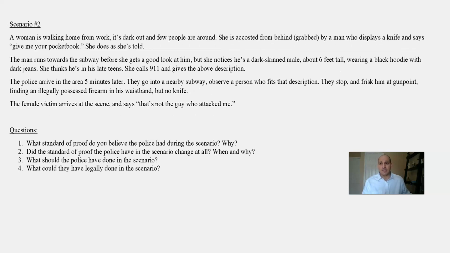The next one is scenario number 2, which is also unfortunately very common, all too common in big cities throughout the United States. A woman is walking home from work. It's dark and few people are around. She's accosted, grabbed from behind. A person displays a knife and says, "Give me your pocketbook." So she does what she's told. Right? The man runs towards the subway before she gets a good look at him.